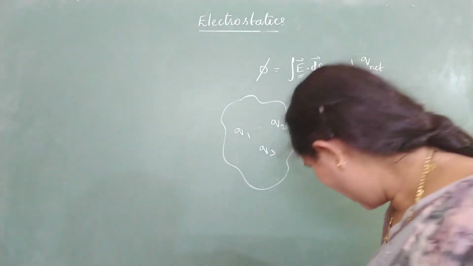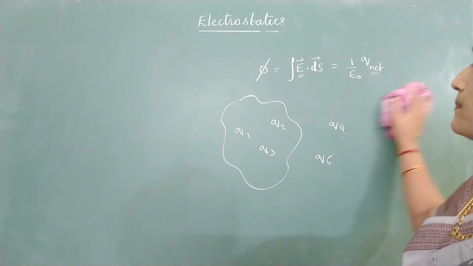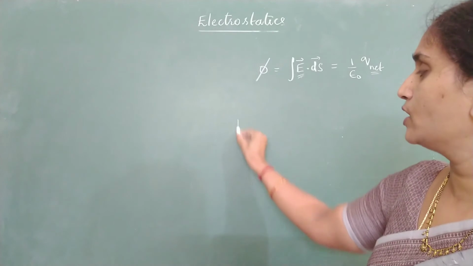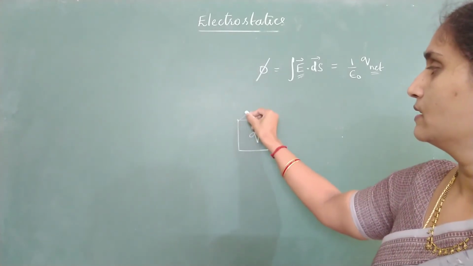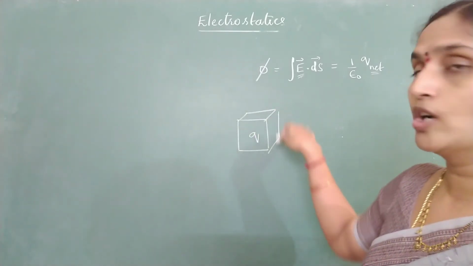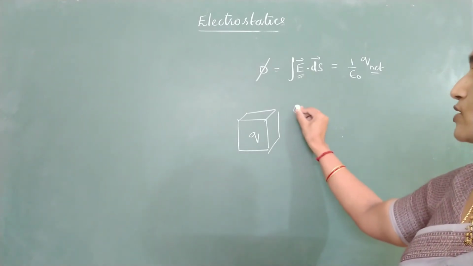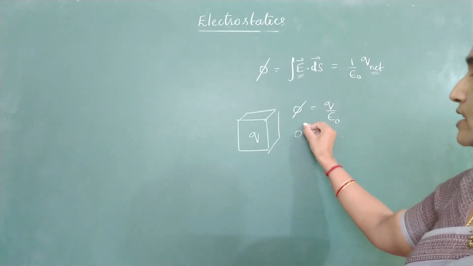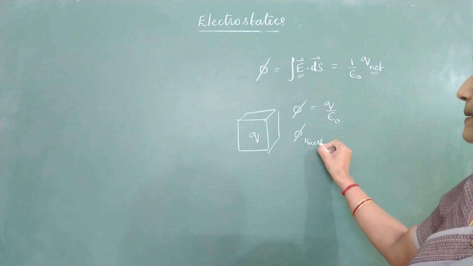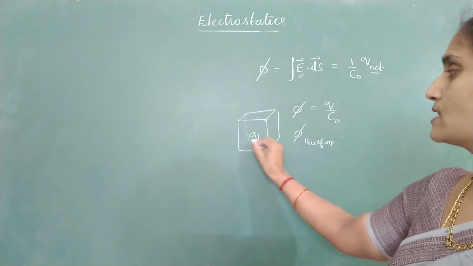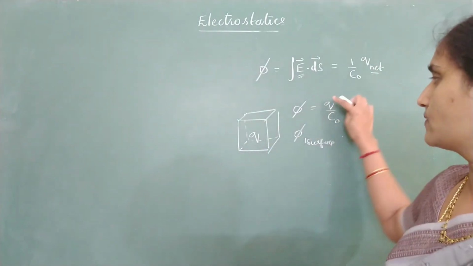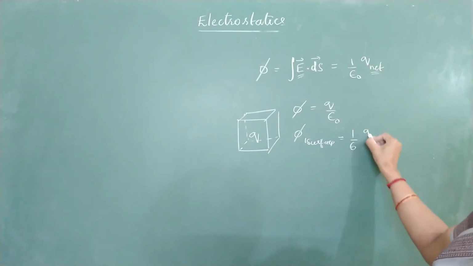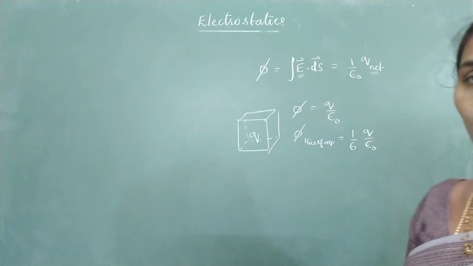And regarding Gauss law, we have a number of conceptual questions. See, there is a charge Q at the center of a cube. What is the flux emerging from all the sides of the cube? Flux should be charge enclosed by epsilon naught. Flux passing through one surface of the cube, because flux is emerging from 6 surfaces: for all 6 surfaces it is Q by epsilon naught, and for one surface it is 1/6 of Q by epsilon naught.